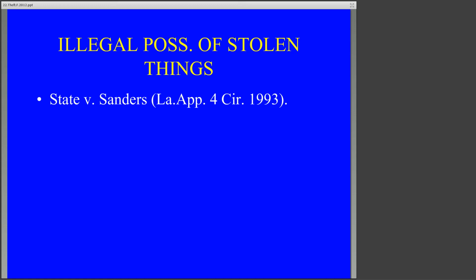Another crime that we need to learn about that's very similar to theft is 1469, illegal possession of stolen things, which is also in your statutory supplement. Illegal possession of stolen things is the intentional possessing, procuring, receiving, or concealing of anything of value which has been the subject of any robbery or theft under circumstances which indicate that the offender knew or had good reason to believe that the thing was the subject of one of these offenses.